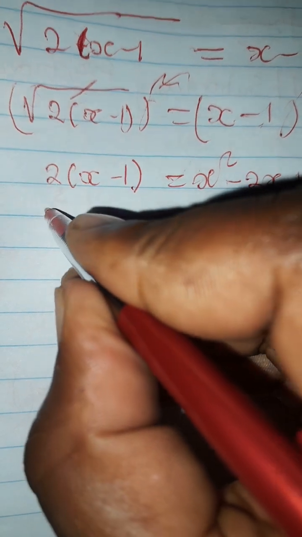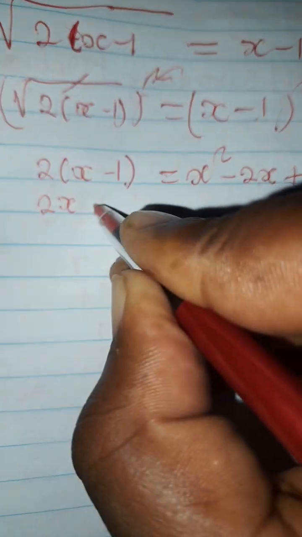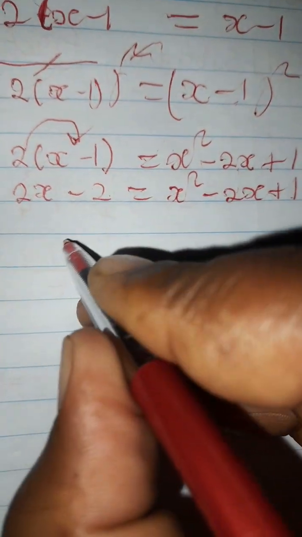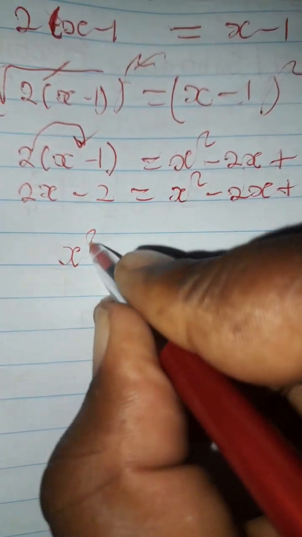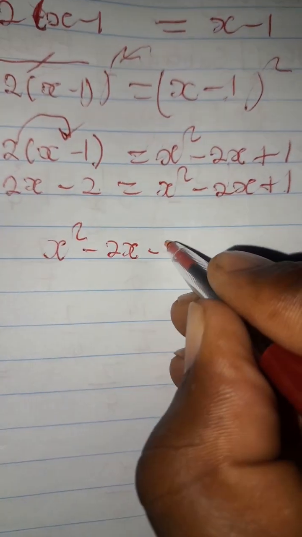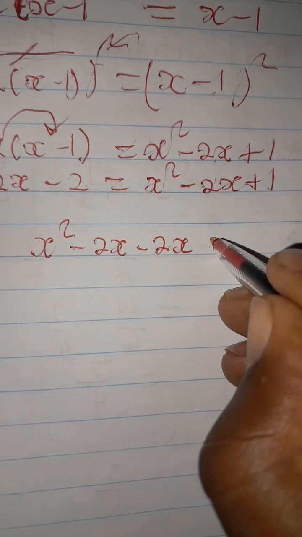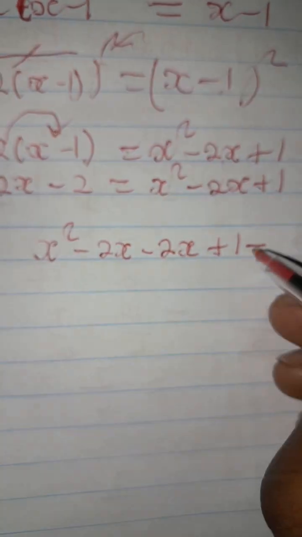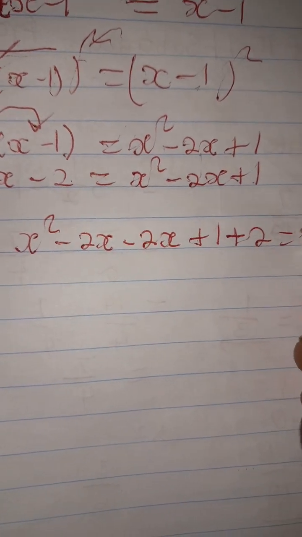So let's multiply out this. This will be 2x minus 2, because 2 multiplies everything inside the bracket in this case. So we have x squared minus 2x plus 1. From here, we are going to group everything. Take 2x to the other side, it becomes minus 2x plus 1. Take 2 to the other side, it becomes positive 2, equated to 0.